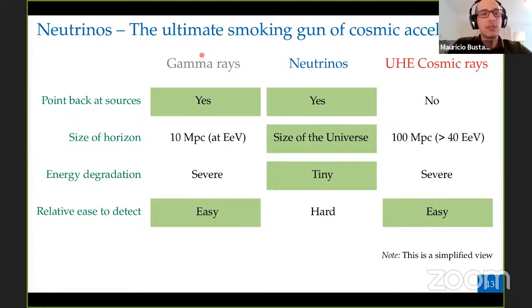They can be detected with normal detectors. Ultra high energy cosmic rays are charged. They're relatively easy to detect. Neutrinos are hard to detect. But again, neutrinos are winning on 3 out of 4. So I call that a comparative advantage.